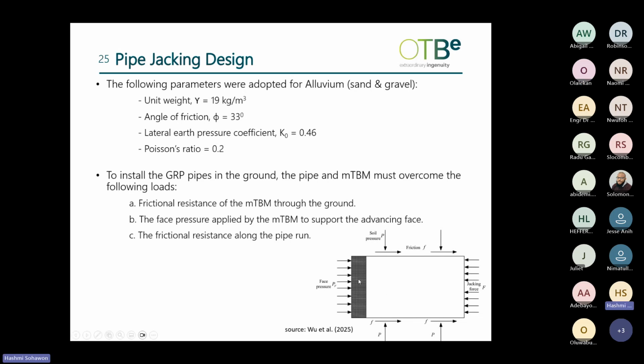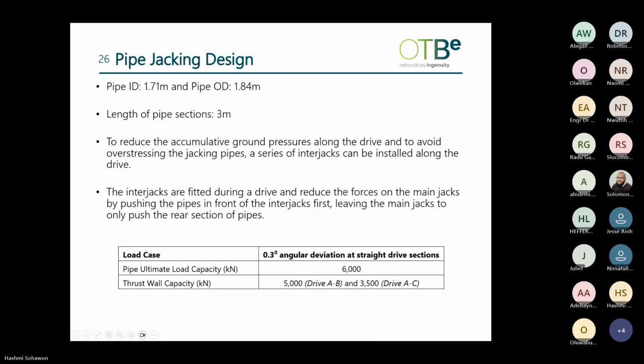This diagram here just shows you the frictional force, the face pressure in front, and the soil stresses that are leading to this frictional force. We have the pipe dimensions. This includes the length of a pipe section, which in this case was 3 meters.